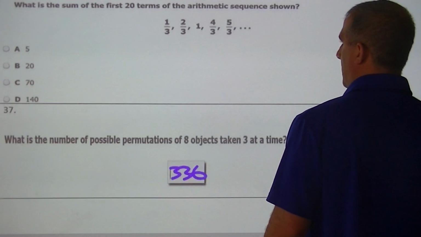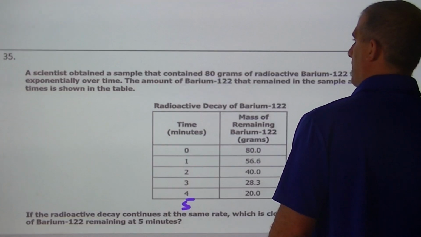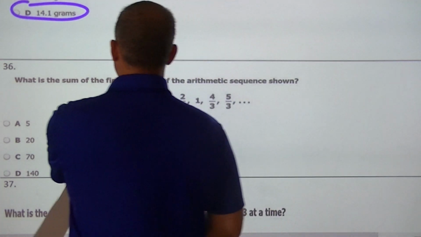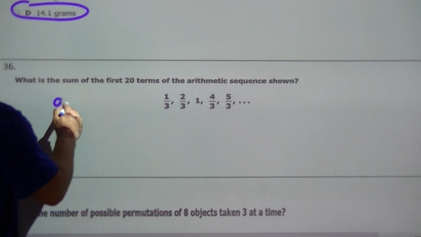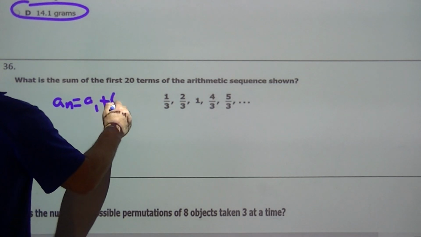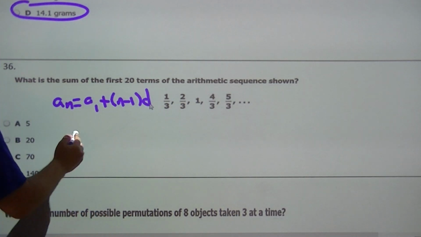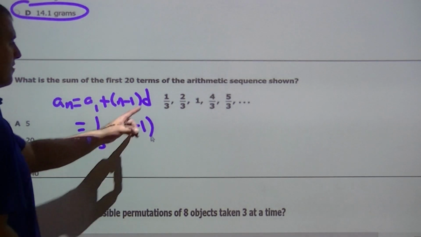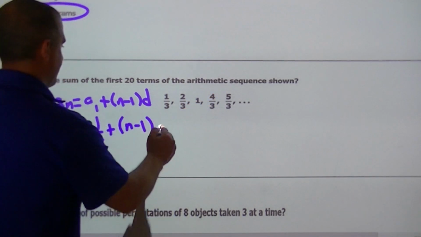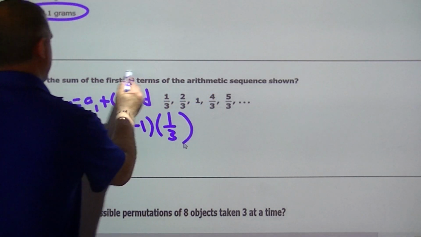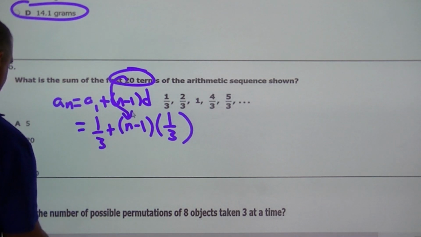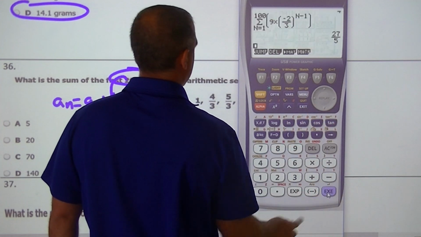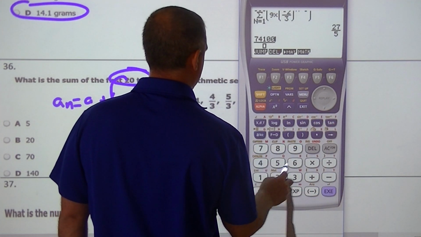36 is the last problem I got to do. Okay, it says find the first 20 terms. Well, this is going to be the formula for that. All right, well my a1 is a third. My difference is they're going up by 1/3. So what I have to do is take the 20 and put it right in here for n. That's a pretty tricky problem because of the fraction. People think that's geometric.